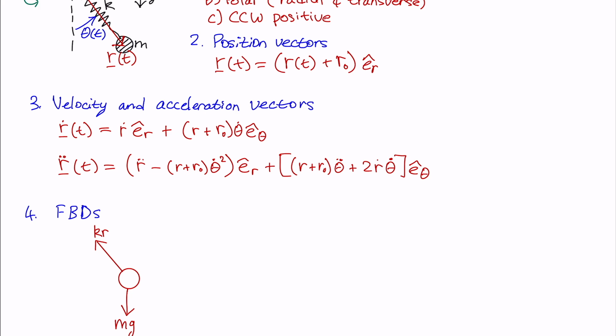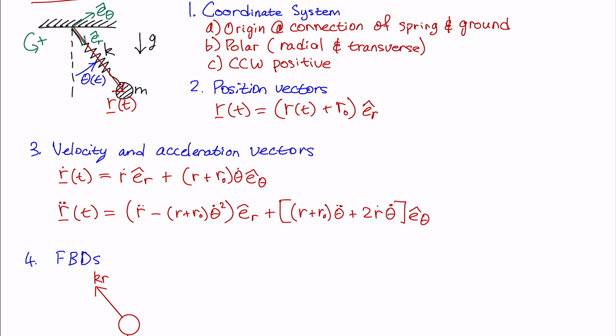There was a question about what this r0 is. The total length from the origin to the particle is equal to the unstretched length of the spring plus the stretched length of the spring. This r(t) measures the stretch in the length of the spring, and that's what gives us the force due to that spring. And this r0 is the unstretched length.